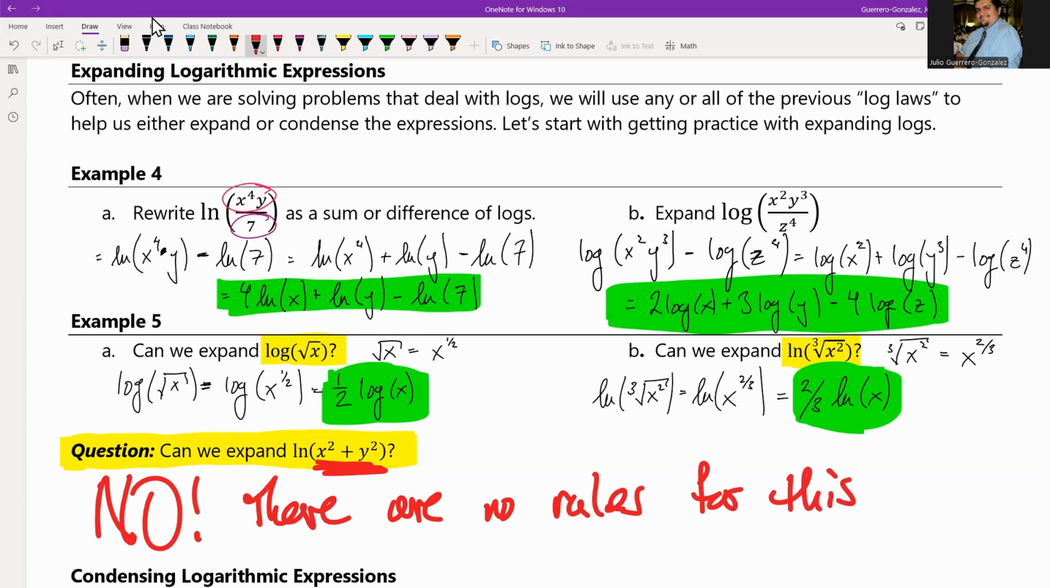Okay, I have to write that out before people start thinking that there is, or start confusing the rules that we have with something that can be used for something like this. So whenever you see something like this, the addition of something inside of a logarithm, we can't do anything with it. Okay. All right. Let's keep moving.